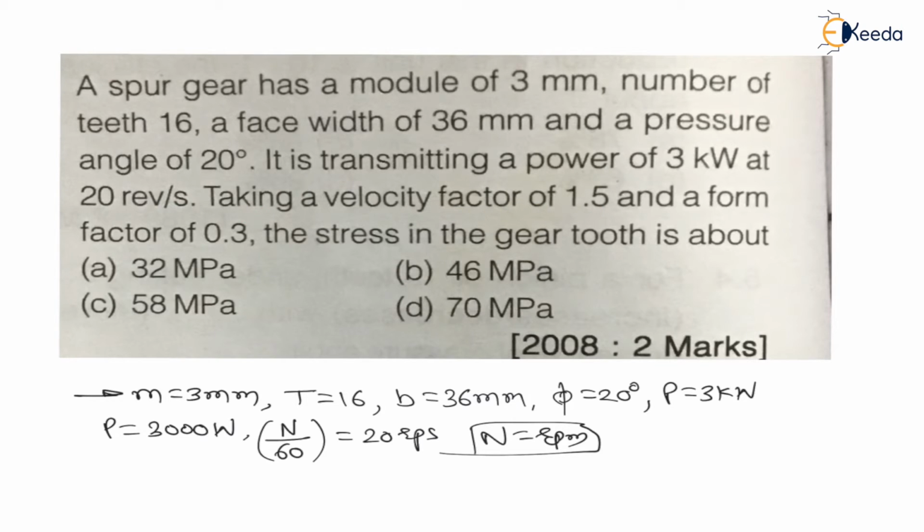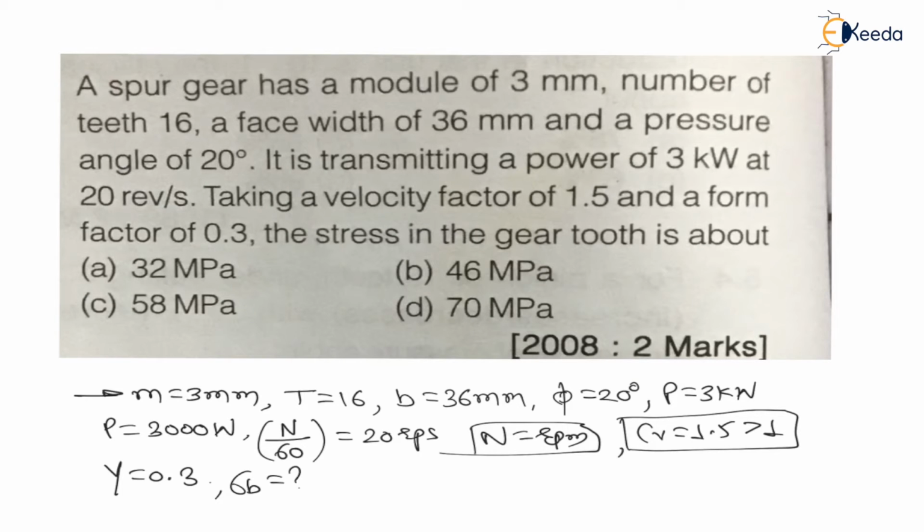Taking velocity factor of 1.5, here Cv velocity factor is 1.5. Now it is more than 1, means this factor we have to divide. If it is less than 1, then we have to multiply. And the form factor of 0.3, that is Lewis form factor, y is equal to 0.3. The question is, the stress in gear tooth is about. Now we have to find the bending stress in gear tooth in MPa. And there are 4 options. Option A 32 MPa, option B 46 MPa, option C 58 MPa, option D 70 MPa.